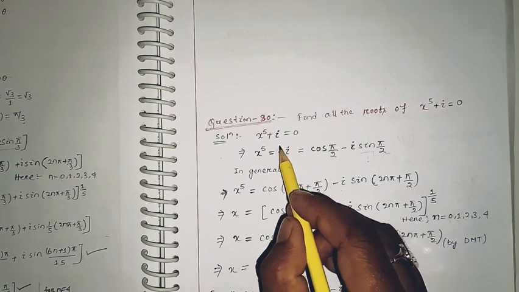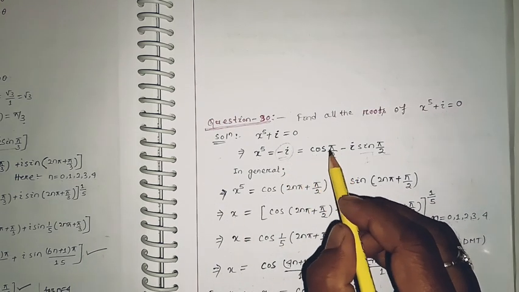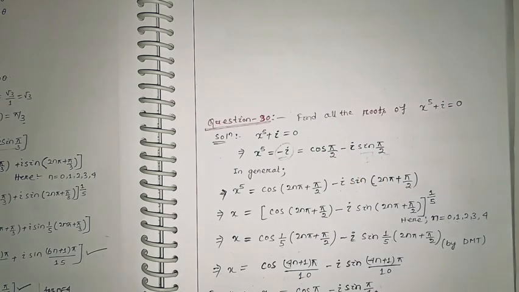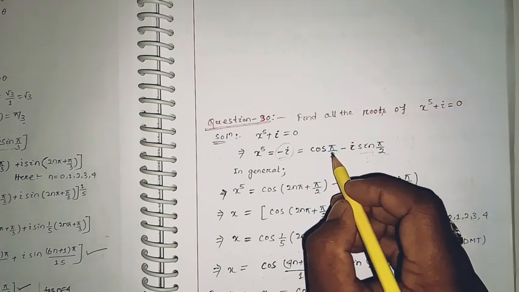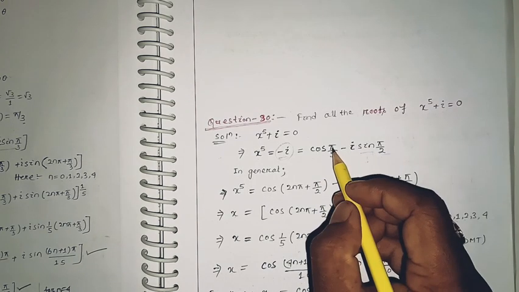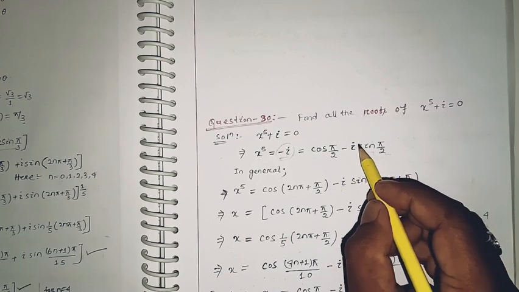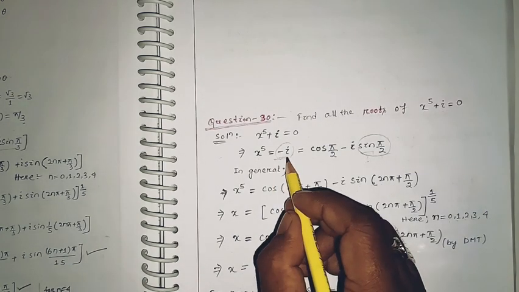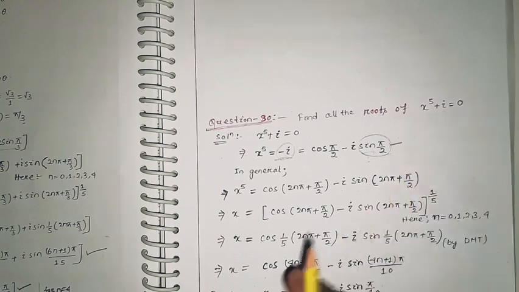Here minus i can be written as, carefully observe here, cos pi by 2 plus i sin pi by 2. Cos of any odd pi by 2 will be 0, that we know. So cos pi by 2 minus i sin pi by 2. Sin pi by 2 is nothing but 1, so we get minus i. So instead of minus i, we can write cos pi by 2 minus i sin pi by 2, right?